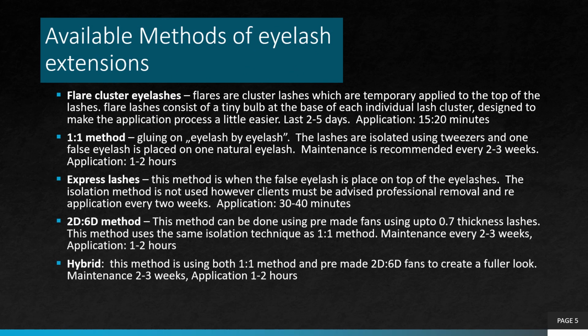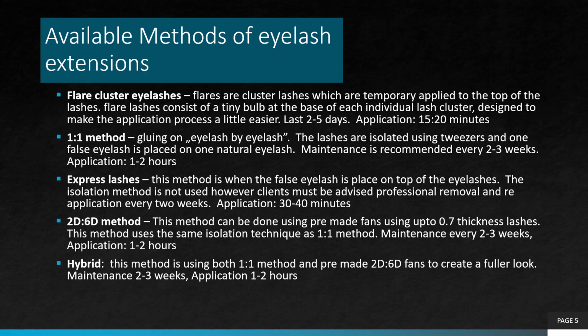When it comes to the available methods of eyelash extensions, there are several techniques that cater to different preferences and desired outcomes. Flare cluster eyelashes, which are also known as party lashes, are a temporary option where flares, which are small clusters of lashes, are applied to the top of the natural lashes. These clusters have a tiny bulb at the base, making the application process easier. They typically last between 2 to 5 days, with the application taking around 15 to 20 minutes.